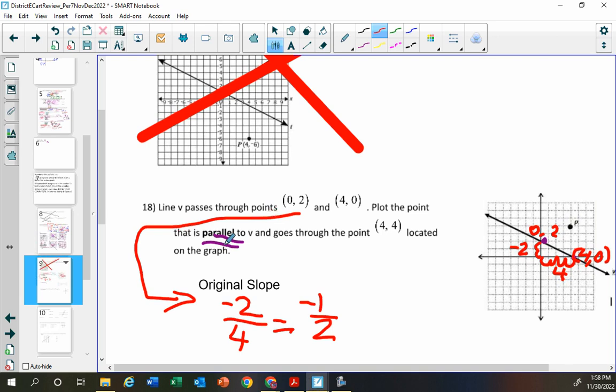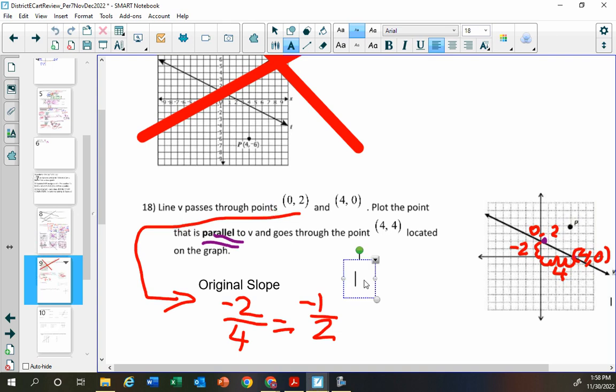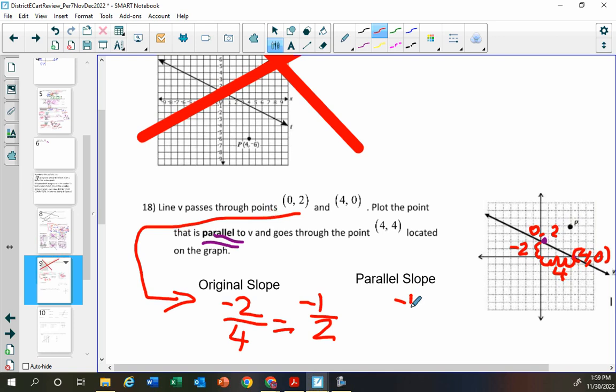But here we got a parallel slope. So if the original slope is negative 1 over 2, what must the parallel slope also be? Positive or negative? Negative. So then you got to do the same thing. You go down 1, right 2 from point P. Or you can go up 1, left 2. There's your line.